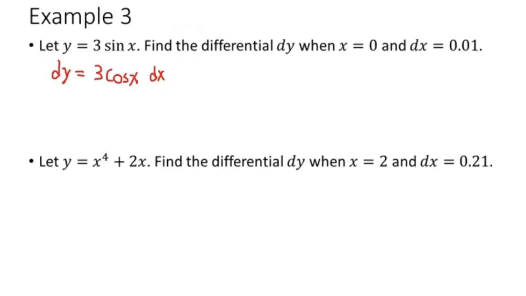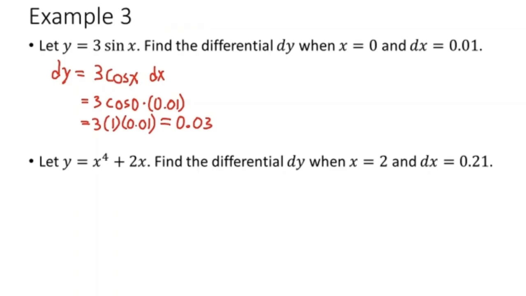From there, we'll plug in our values for x and dx, and we get 3 times cosine of 0 times 0.01. Cosine of 0 is 1, and 3 times 1 times 0.01 is 0.03. What this tells us is that from x equals 0, if we increase our x value by 0.01, our function value will increase by approximately 0.03.